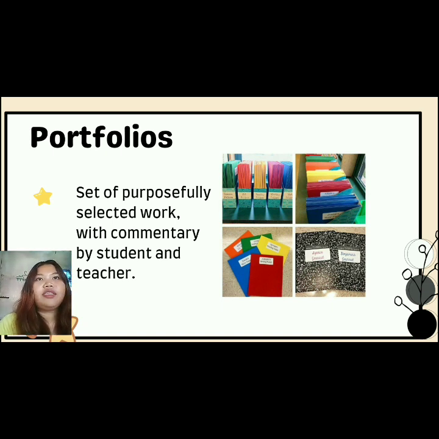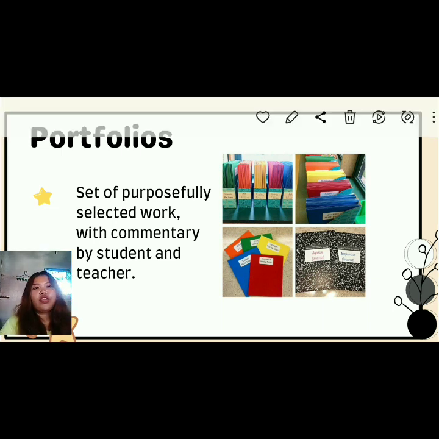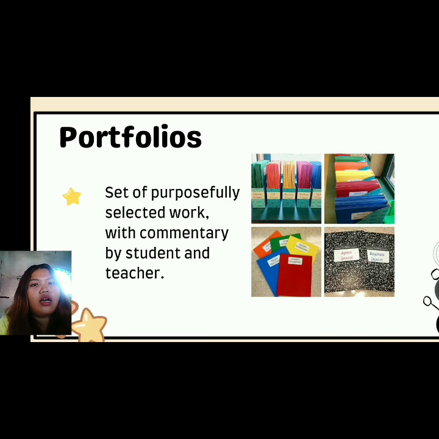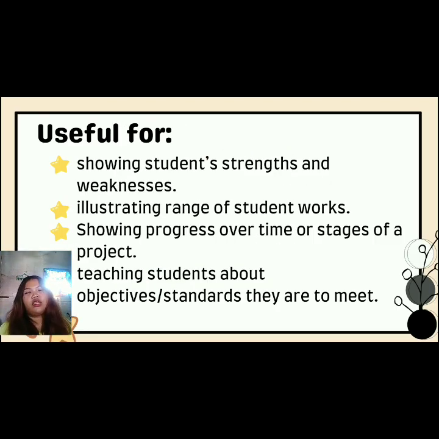So the fifth type of grading and reporting system is the portfolio. Portfolios are useful for showing student strengths and weaknesses, illustrating the range of students' work, and showing progress over time. It is a set of purposefully selected work with commentary by the student and teacher. So the uses of the portfolio in the learning of the student: it shows student strengths and weaknesses. It illustrates the range of students' work, showing progress over time or stages of the project. It also teaches students about the objectives or standards that they are going to achieve.